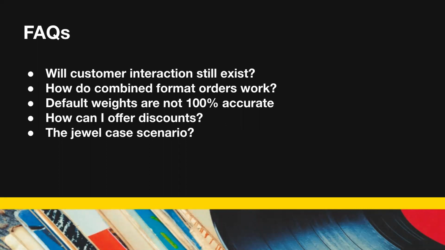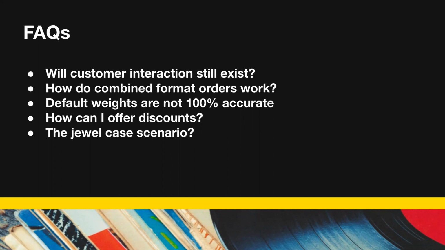You'll still have the opportunity to edit invoices should the need arise. Default weights are not 100% accurate. You can amend the weight of certain items on the item listing page or in bulk via the CSV upload and download process. You can then filter by format quickly and, for example, update all gatefold LPs in one shot. This gives you as a seller the flexibility to make weights as accurate as you need them to be.